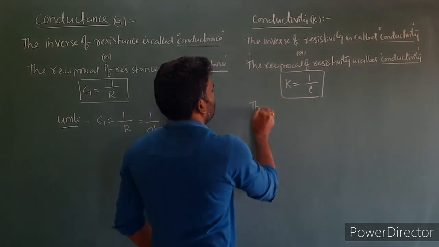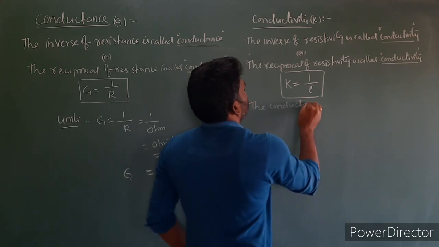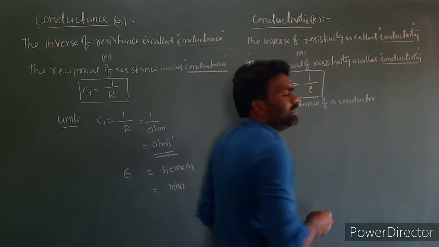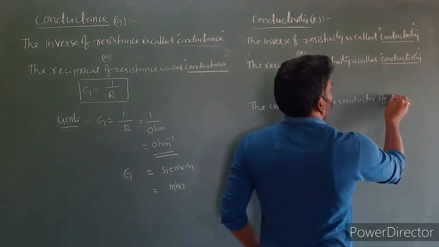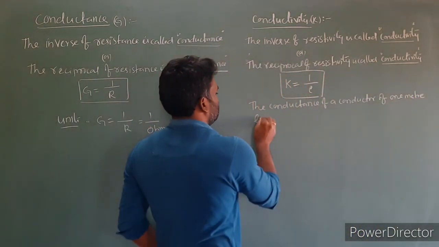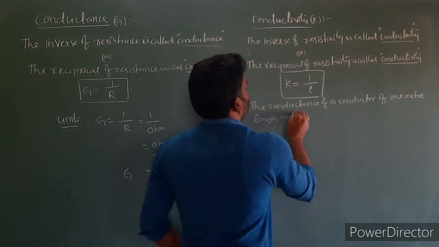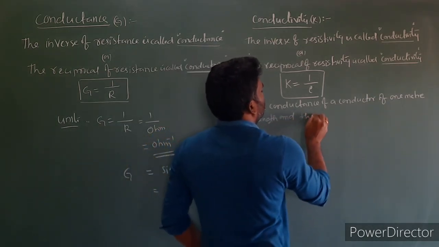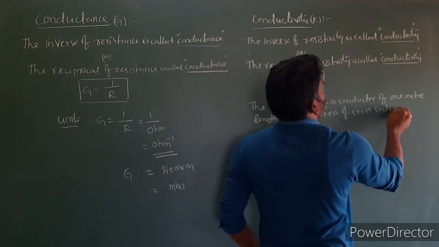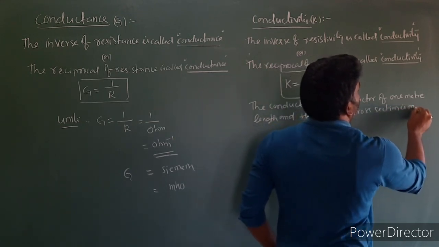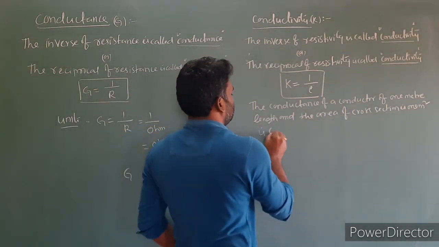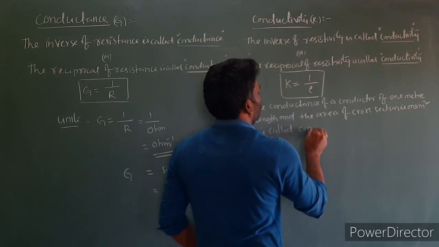Another definition: the conductance of a conductor of 1 meter length and area of cross section 1 meter square is called conductivity.